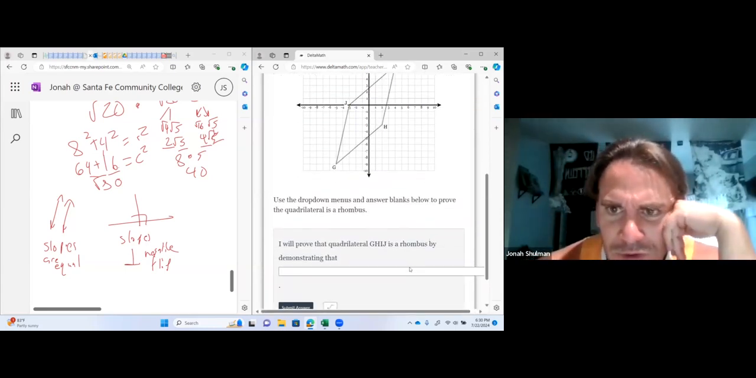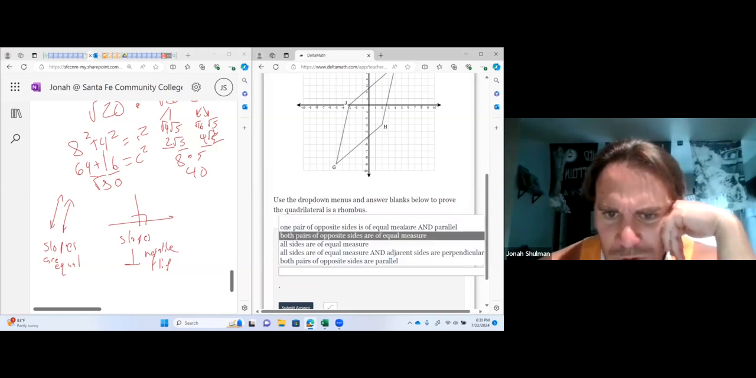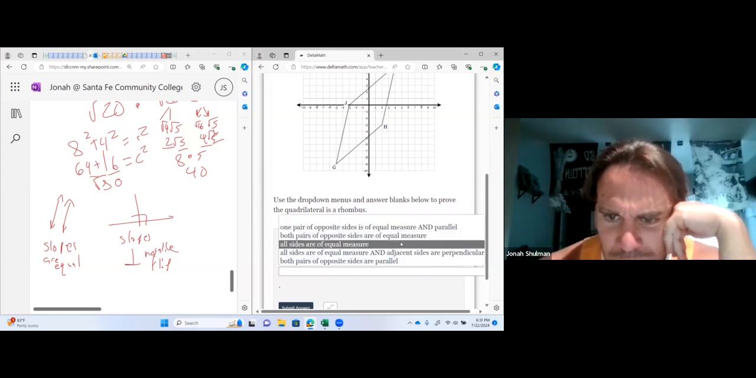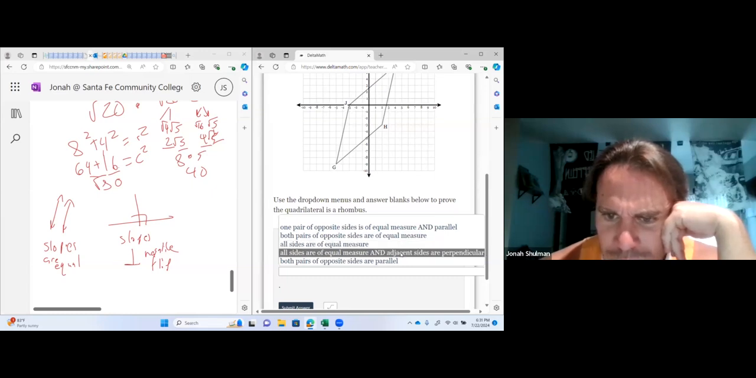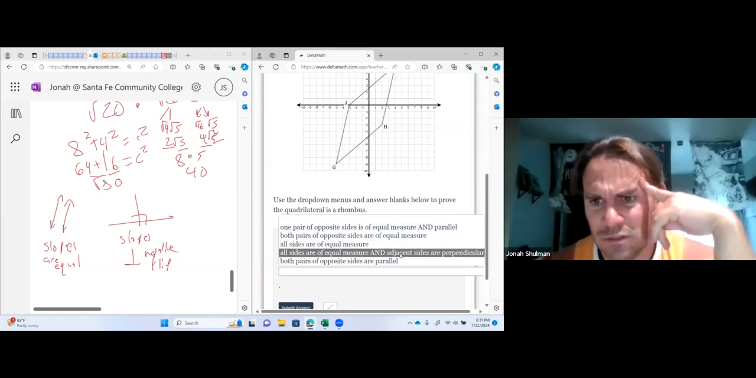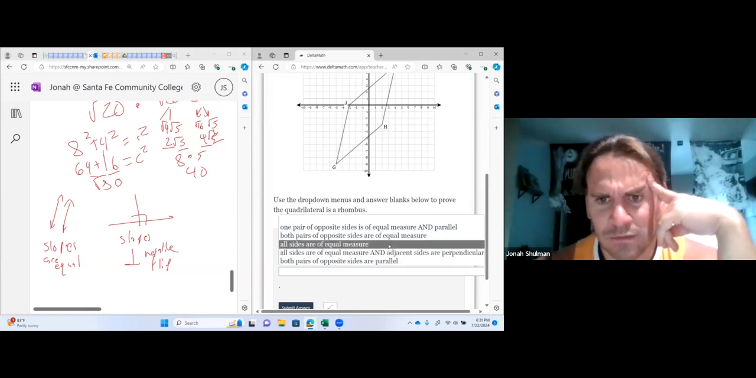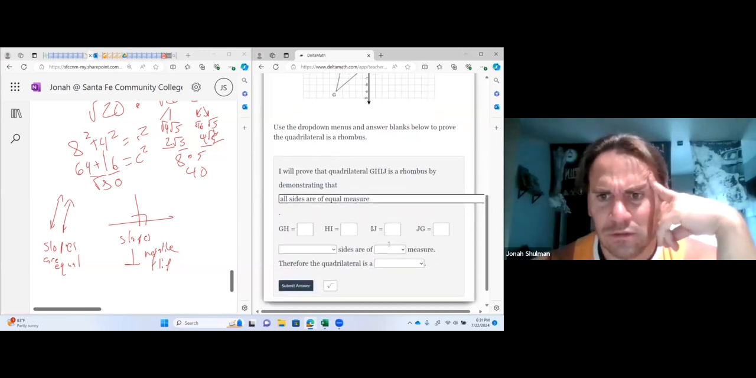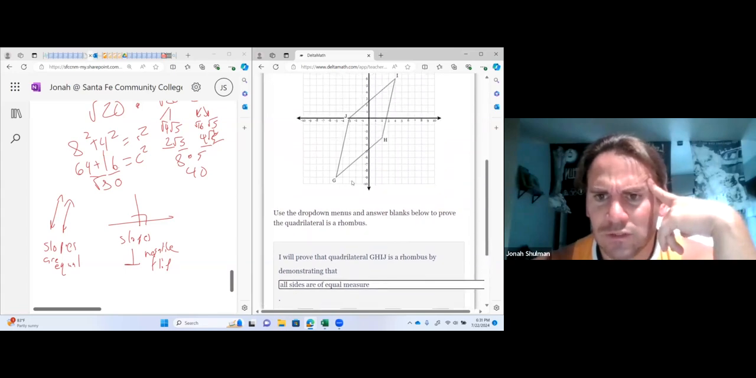We have to prove that it's a rhombus by all sides being equal. One pair of opposite sides, both pairs of opposite sides are equal. All sides are equal and adjacent angles are perpendicular. No, that's a square. And this is a parallelogram. That's what we need. So we have to just say that all the sides are equal. I'm just gonna go out on a limb and just say it is.